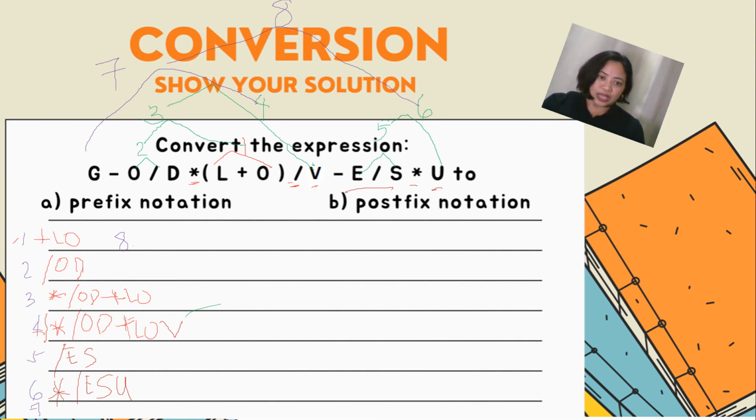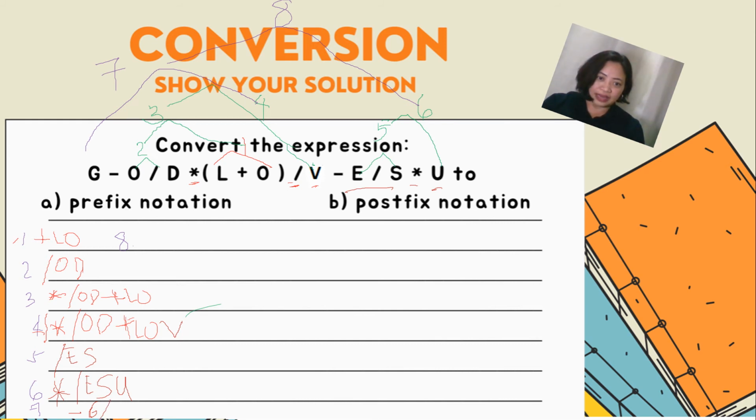Okay? And then number 7 is G minus number 4, expression number 4. So, let us have G. Let us have G as our left, okay? And then, operator natin is minus. So, minus tayo, operator muna, minus. Okay, minus. Left is G. And then, right is number 4. So, copy lang natin number 4.